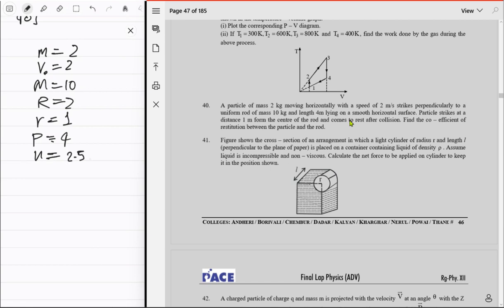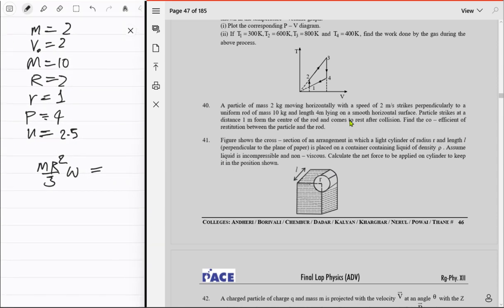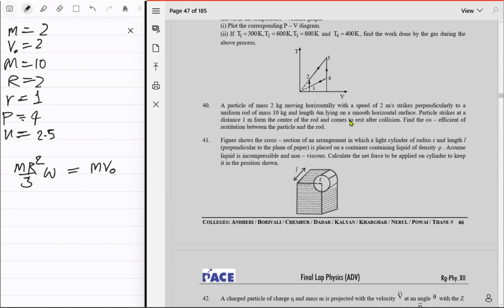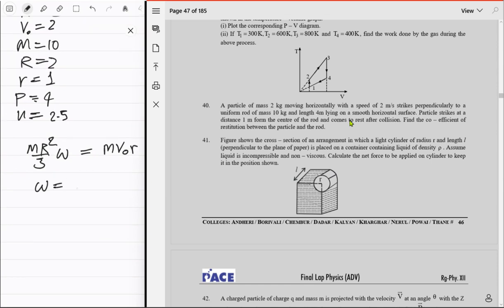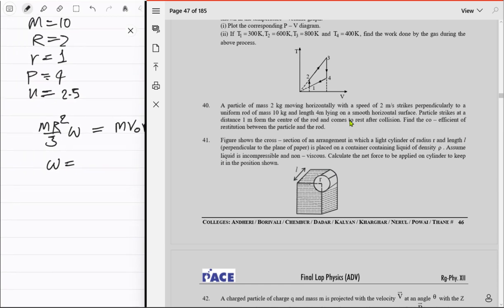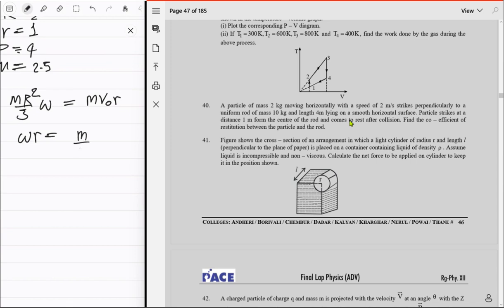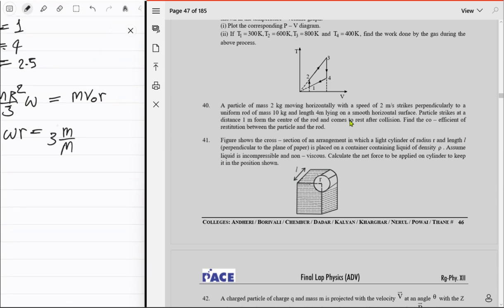Okay, awesome. What is your omega? First of all, what's the inertia? Just mR squared upon 3 times omega. This is your angular momentum. This is equal to the initial angular momentum about the center of mass, which is just m v naught small r, right? Exactly. But how much is omega? Do you really want omega? No, you want it at that particular distance. So what's omega r? We need to find omega r, which is just what? m upon capital M. 3 came here. Okay, then v naught r squared upon capital R squared, right?